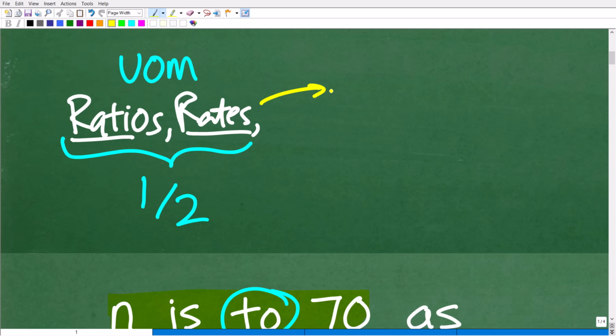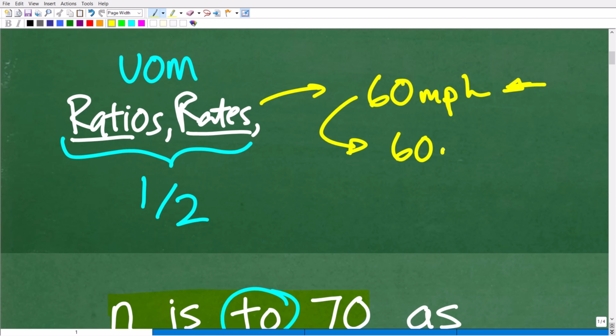Let's start with rates. I think this is easier. So here is an example of a rate. So if a car goes 60 miles per hour, what would this technically be called? Well, this would be the rate of the vehicle. Now, you might be saying, well, hey, Mr. YouTube Math Man, you're talking about fractions. I don't see a fraction. Well, really, this is a fraction, and we can express it this way. 60 miles per 1 hour. So the car travels 60 miles per 1 hour.